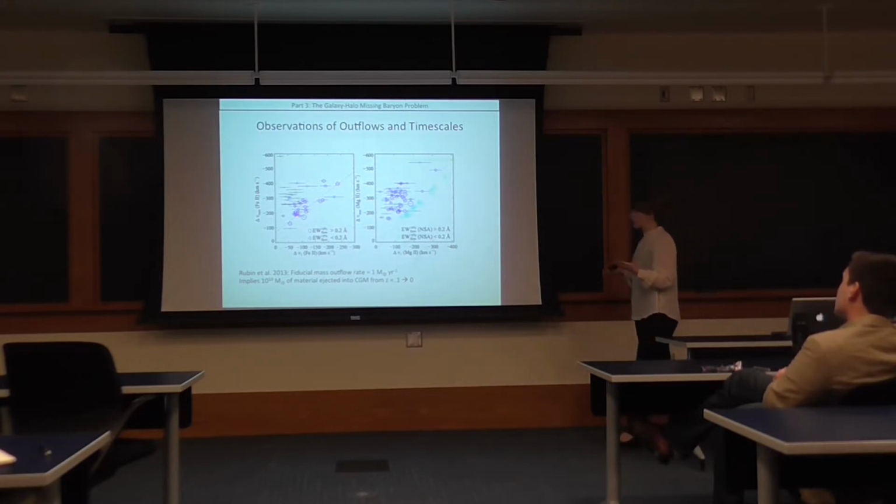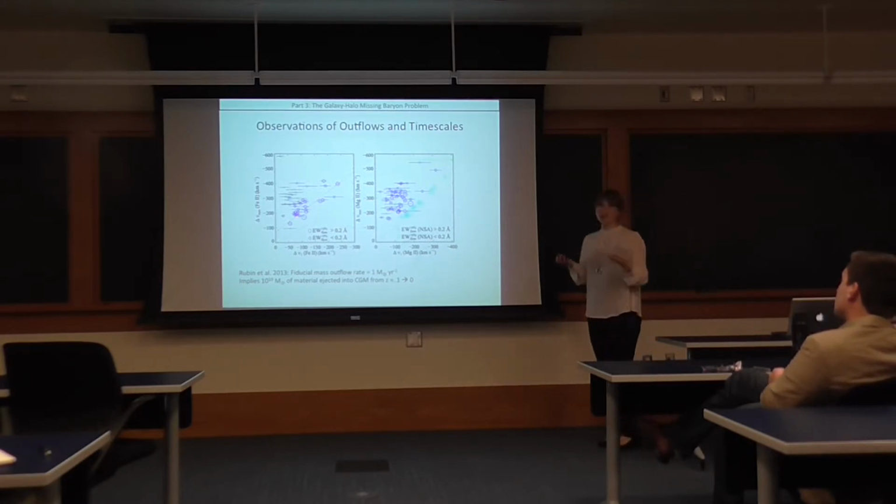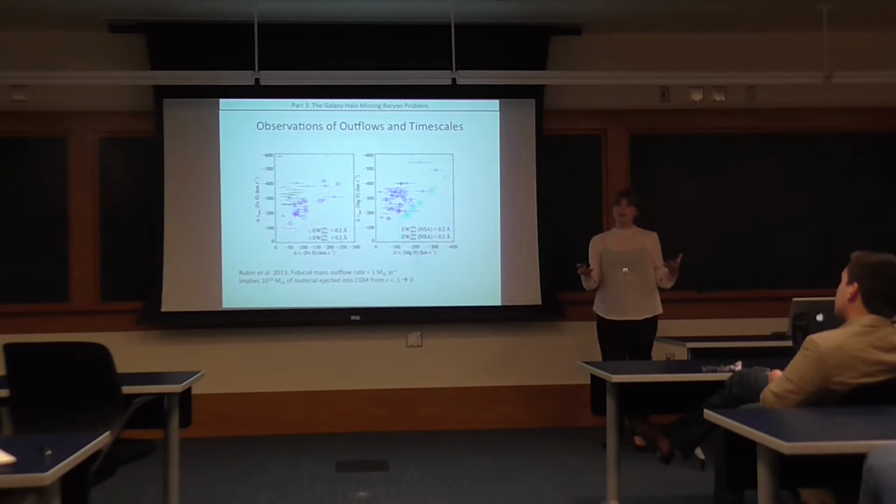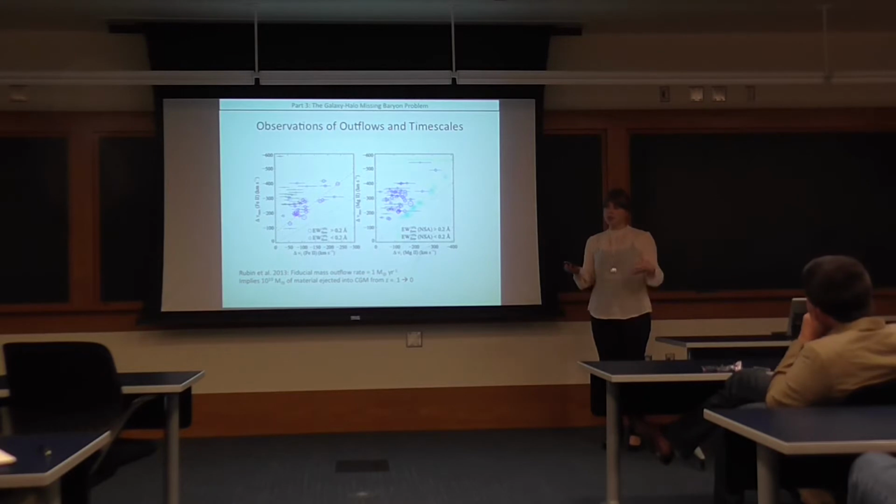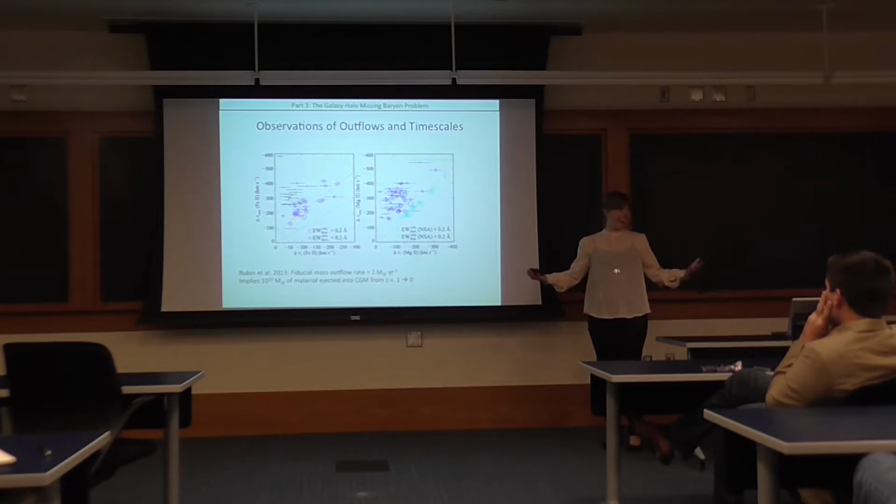And so this is showing you here that most normal star-forming galaxies are driving winds. And I told you this earlier in the introduction, that the rate at which they're expelling material is approximately equal to the rate at which they're forming stars. So say you have a star formation rate of 1 solar mass per year, you're also ejecting gas at about a rate of 1 solar mass per year.